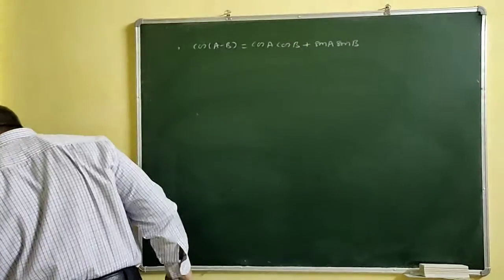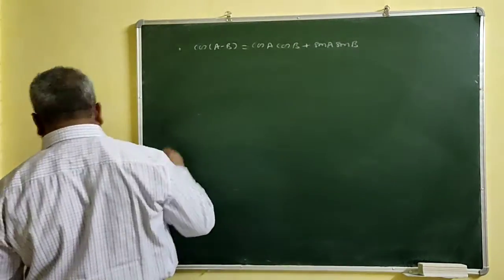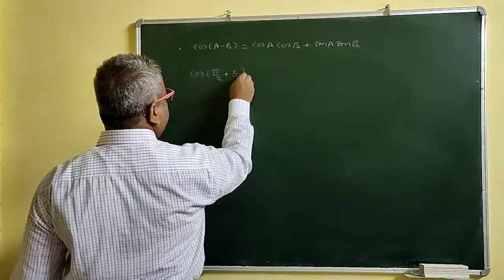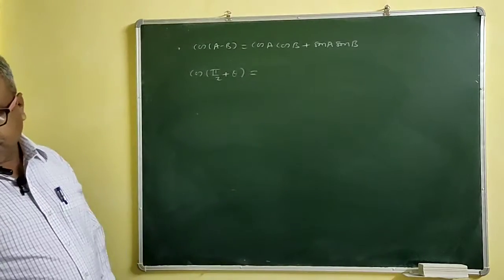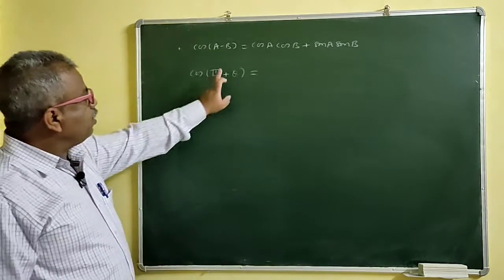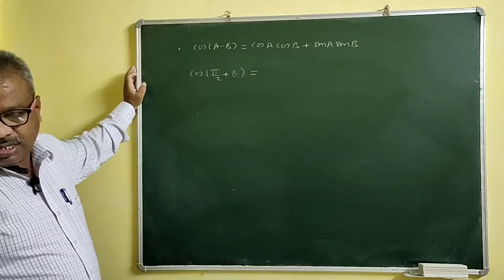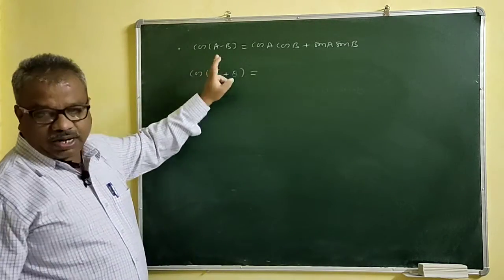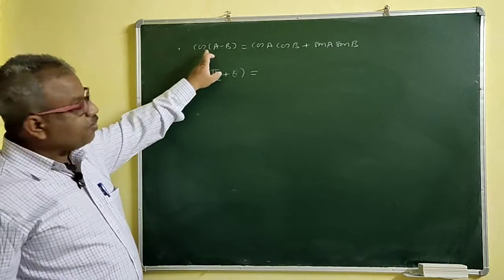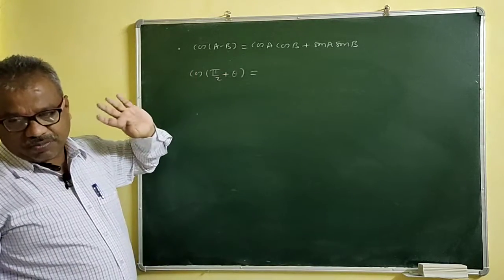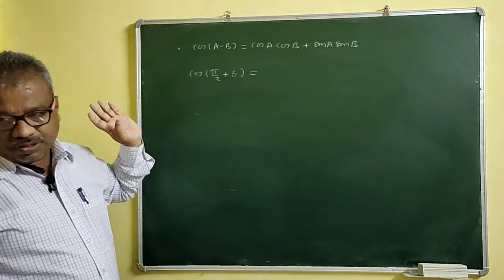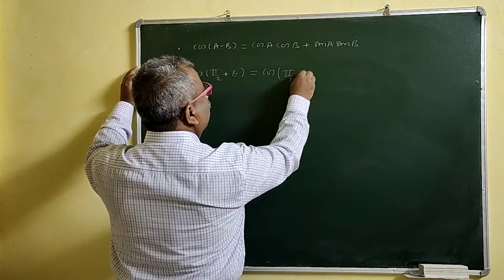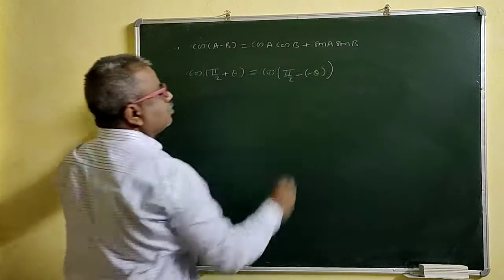We'll obtain the second result now. Cos of pi by 2 plus theta. See what we get. How can we write this in terms of a minus b? After some time, you will get the formula for a plus b also. We are interested in finding the formula for cos of a plus b also. Just we will obtain the result with the help of this one, right? So then we can write this as cos of pi by 2 minus of minus theta.